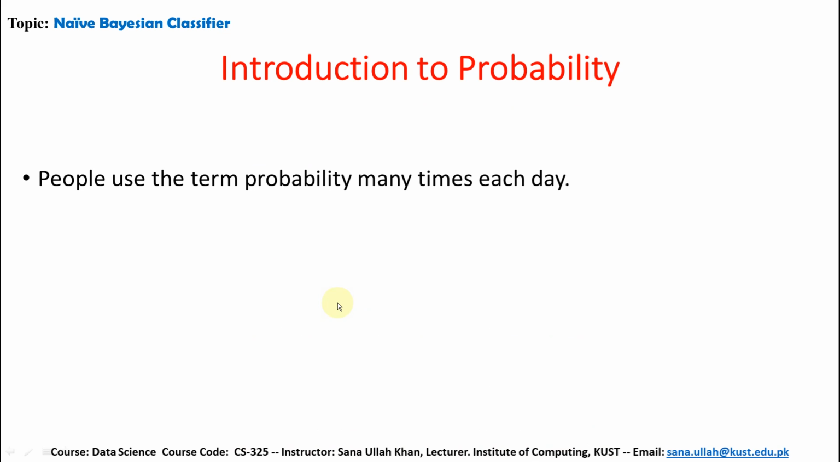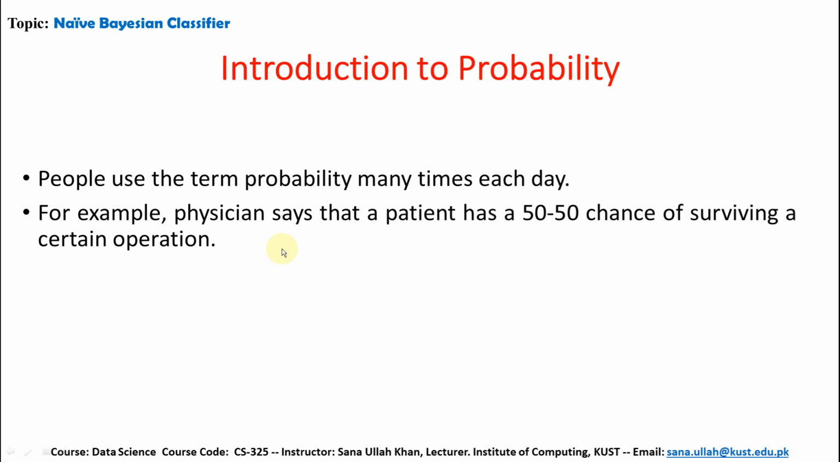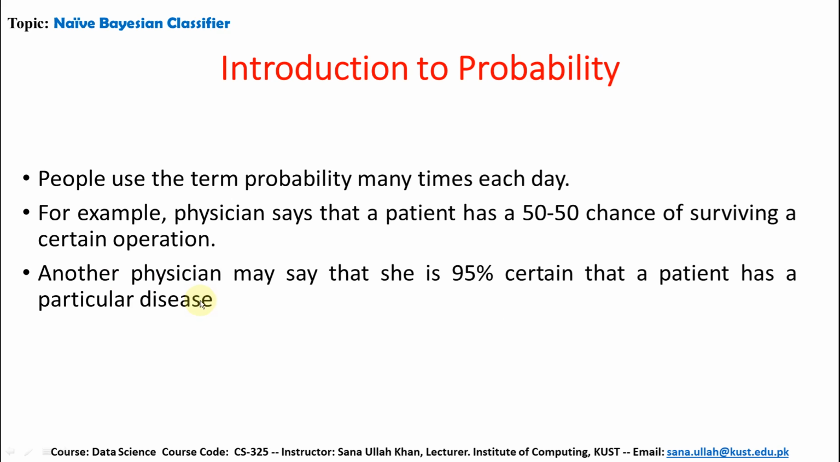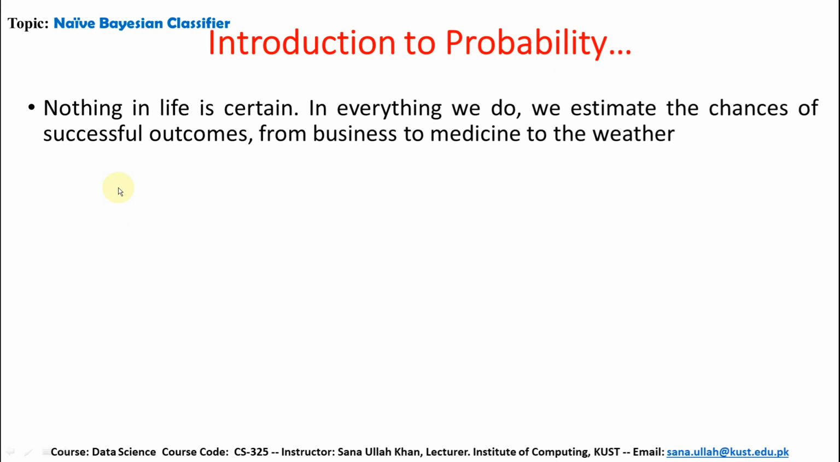So what is a probability? Normally people use the term probability many times each day. Let's suppose a physician says that a patient has a 50-50 chance of surviving a certain operation. Another physician may say that she is 95% certain that the patient has a particular disease. So while nothing in life is certain, in everything we do, we estimate the chances of successful outcomes, from business to medicine to the weather.